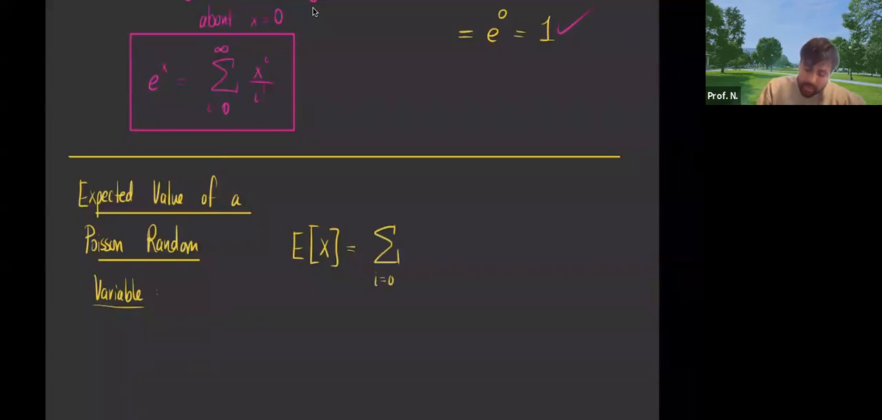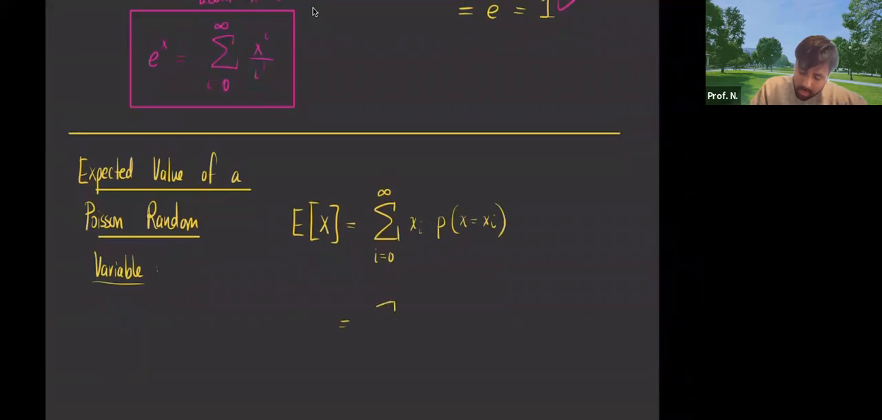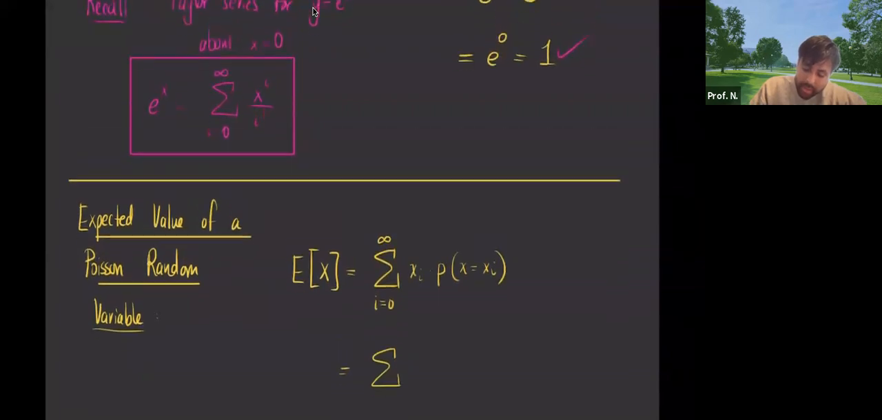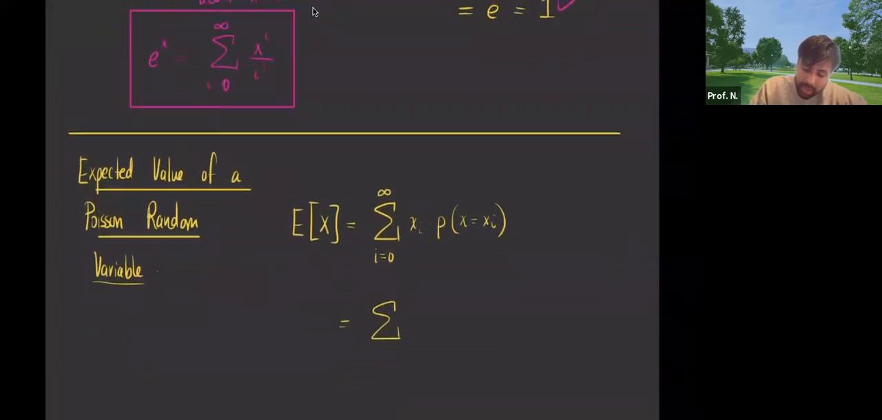This is I from 0 to infinity of what? Of x sub I times the probability of x being x sub I. And then what is this going to be equal to? Remember x sub I, what are the values of the random variable? It goes from 0, 1, 2, 3, 4, and so on and so forth, all the way to infinity. So I can actually start this from I equaling 1 to infinity of x sub I times the probability of x equals x sub I.